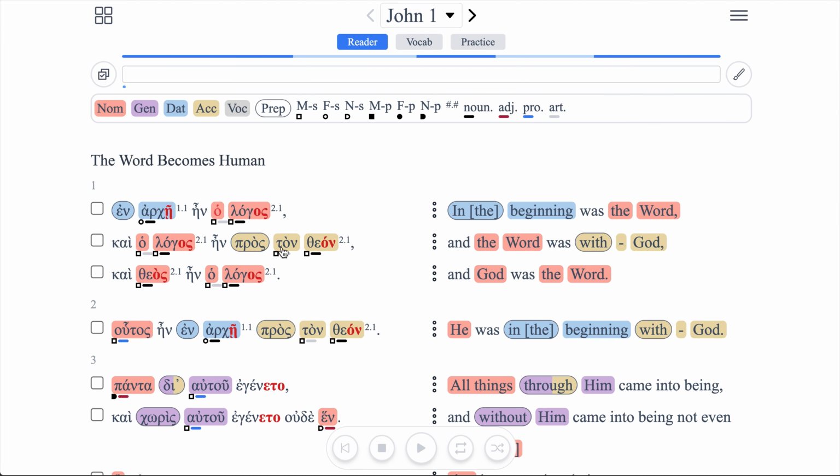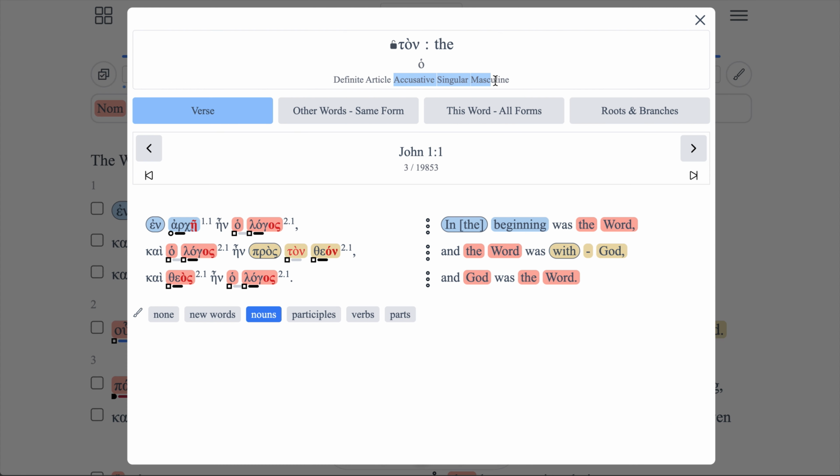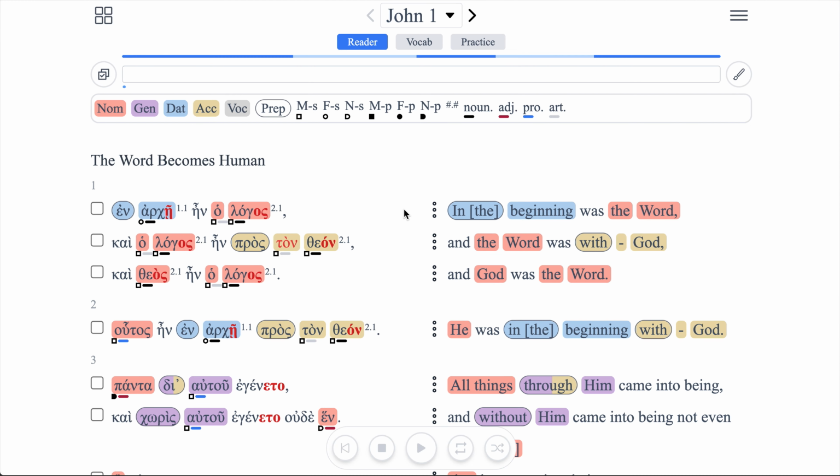Then a few words later, we see ton before theon. That's the masculine accusative singular article. They are both the article, but the form changes to match the role the noun is playing in the sentence. So what does that tell us?